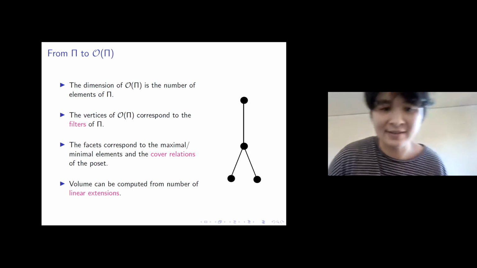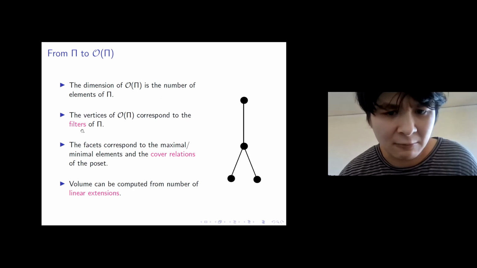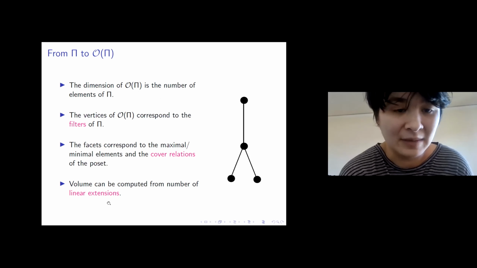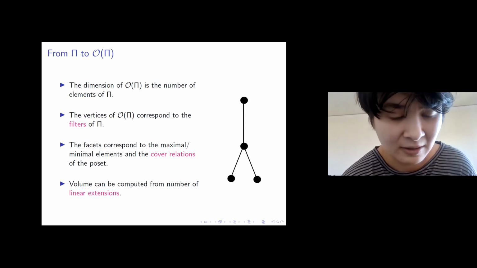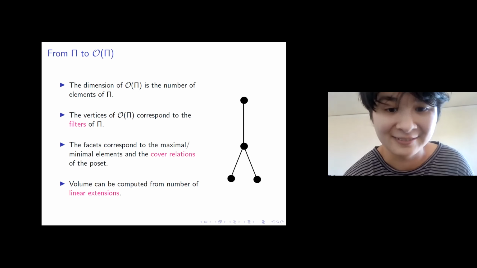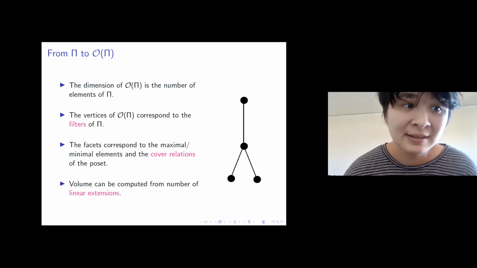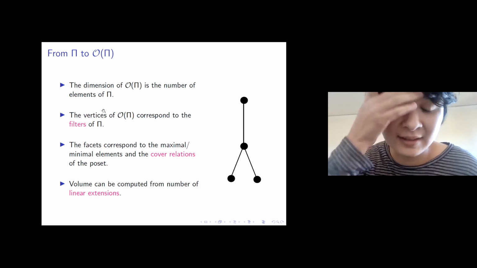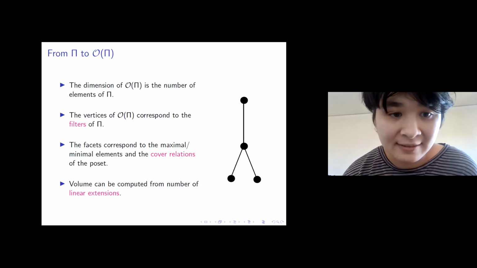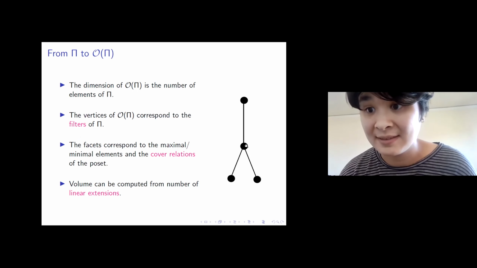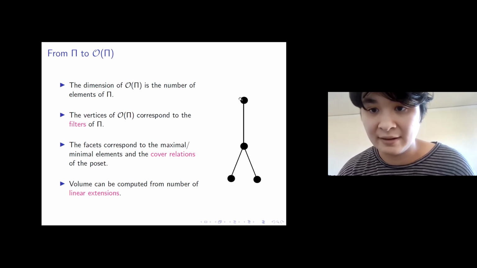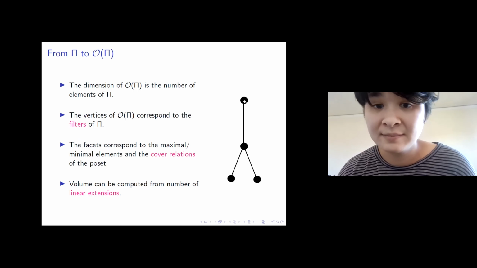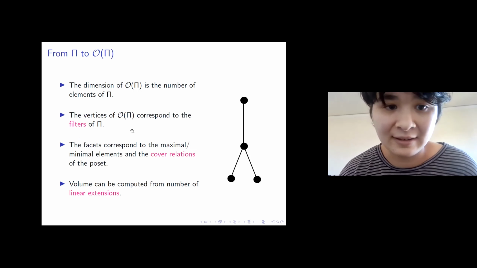And then there's a few other things. I highlighted these words in pink because not everyone may be familiar with them. I'm not going to totally formally define these words, but we can talk a little bit about what they mean. The vertices of the order polytope correspond to the filters of your poset. The filters are just a subset of the poset that's closed upward. So for example, if you include this middle point here, you would also have to include the top point. So that is a way of encoding the vertices of your order polytope.